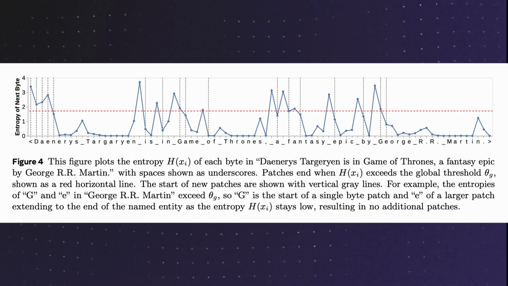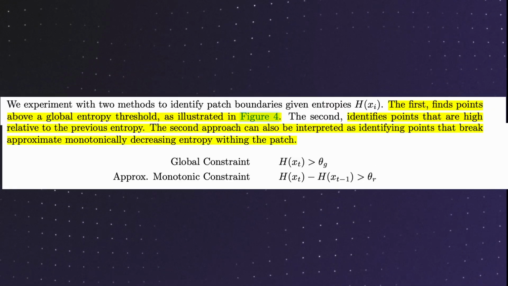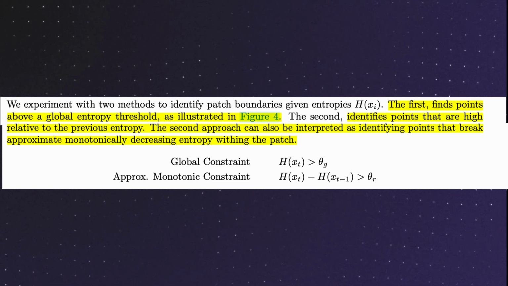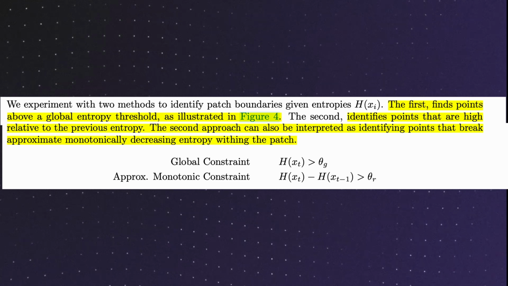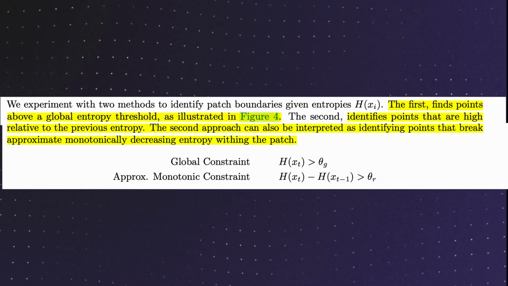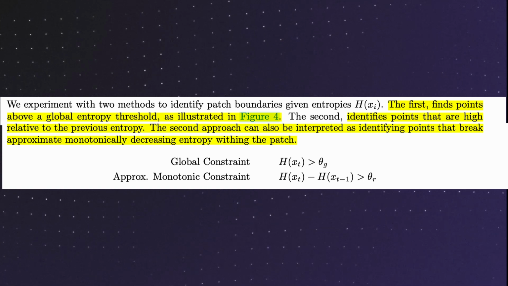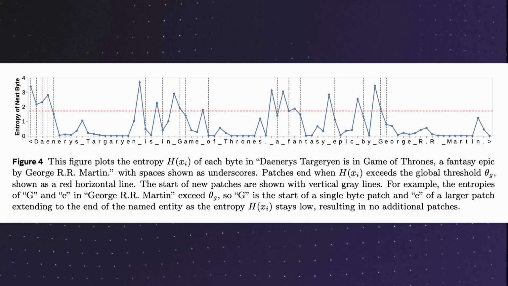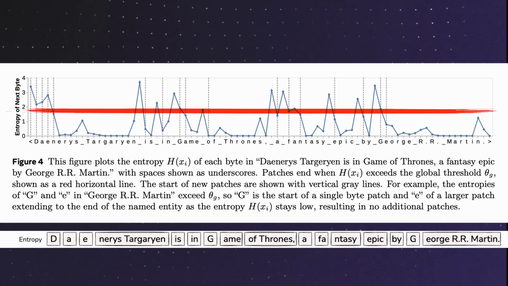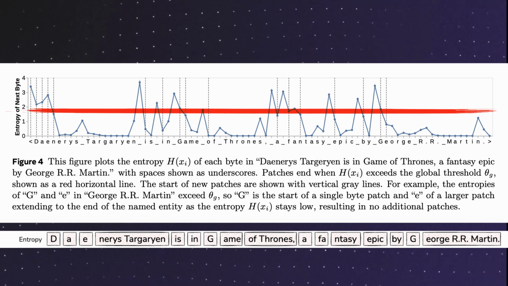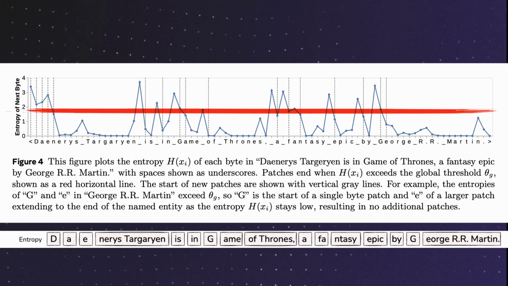Can we use this information to group multiple bytes together into patches? Well, absolutely yes. The paper proposes two approaches to use this entropy distribution to find relevant patches in a sequence. The first is a global constraint method where they set a hyperparameter such that entropies below that value will be patched together. In this diagram, look at this red line. Bytes below this red line are predictable enough that we can treat them as a single patch. Bytes above this red line are high entropy, less predictable, and we want to treat them as individual tokens.